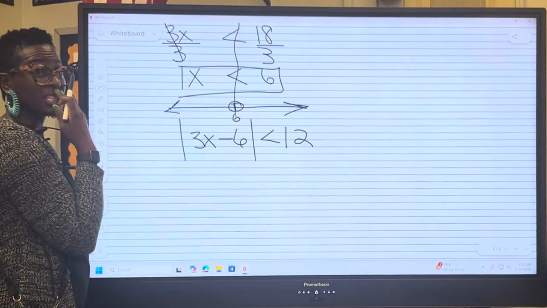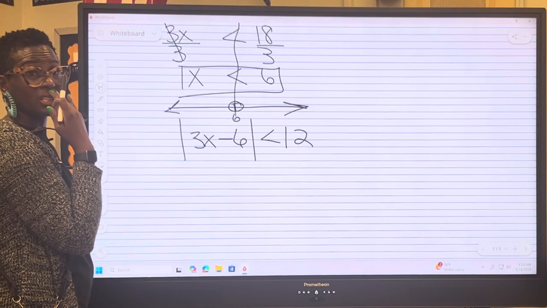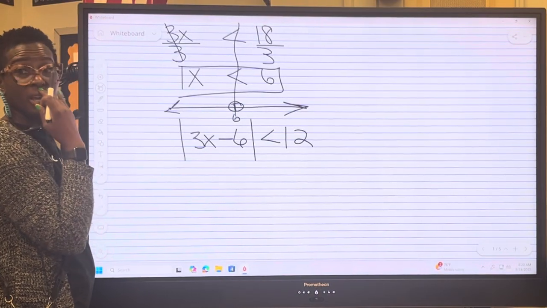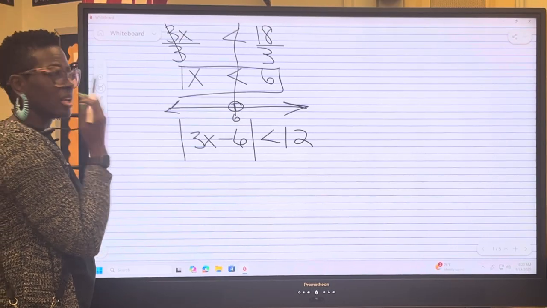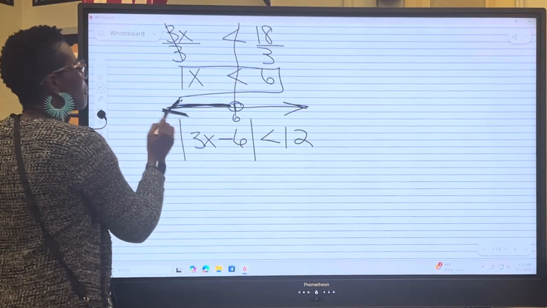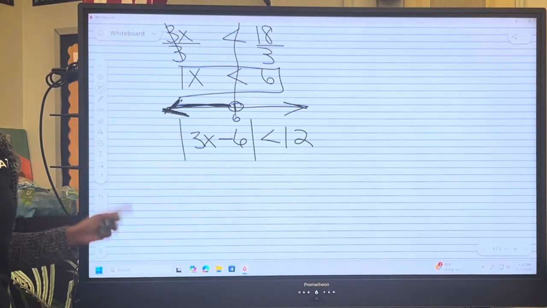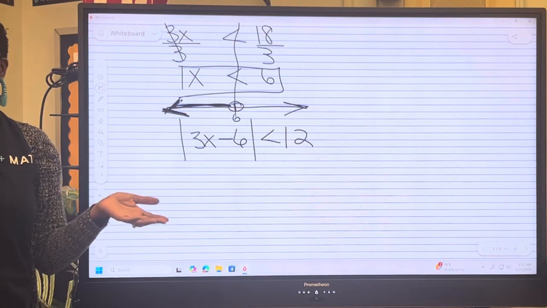So which way do we shade? To the left or to the right? Which way do we shade, class? Left or right? Don't second guess yourself. Be sure. Left or right? Left. Very good. I'm going to shade to the left. So that means any number in my shaded region should make my answer true, right?